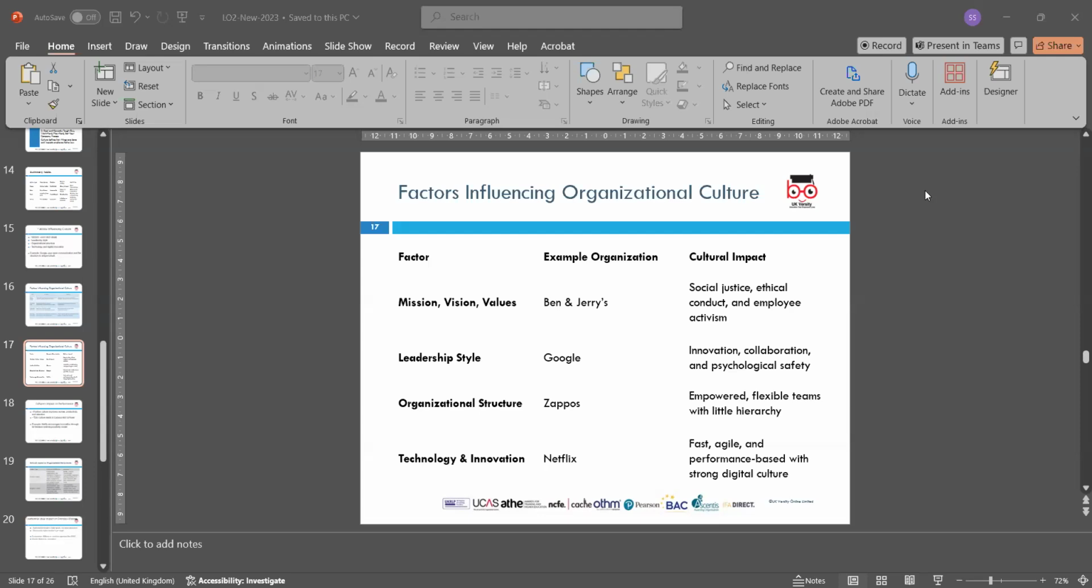Leadership style is the second element which influences organization culture. It influences how people behave, how they communicate with each other, and how they interact. It shapes morale, motivation, and openness in the organization. So it depends on what kind of leadership style you are using in the organization. If we take the example of Google, they are using an inclusive, supportive, and innovation driven leadership style.